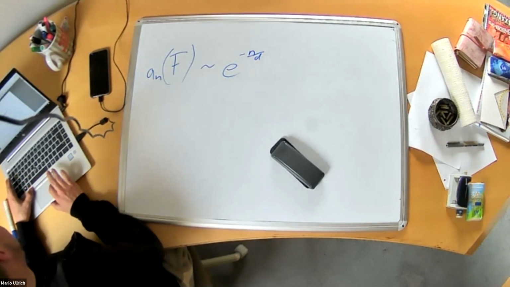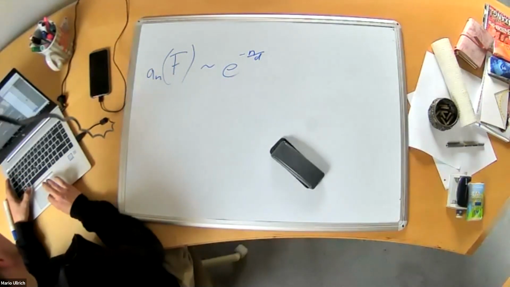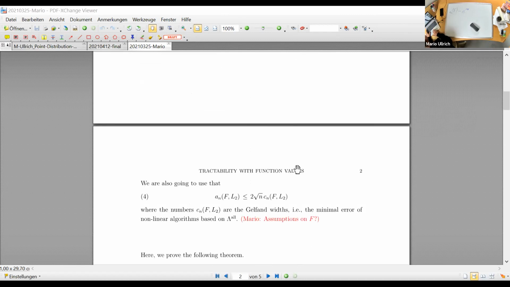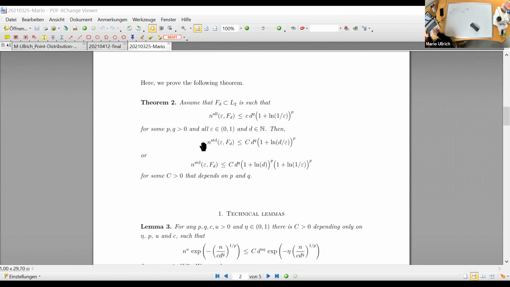So I think we will need half a year or so to make it at some point if you want to have it. So this is our result again, and what we then proved is basically this result.